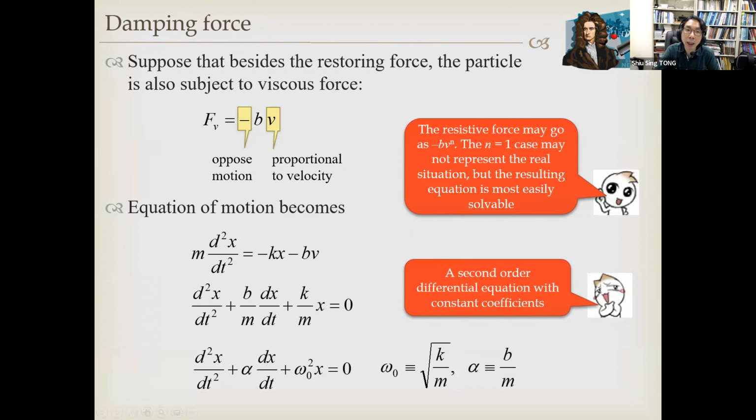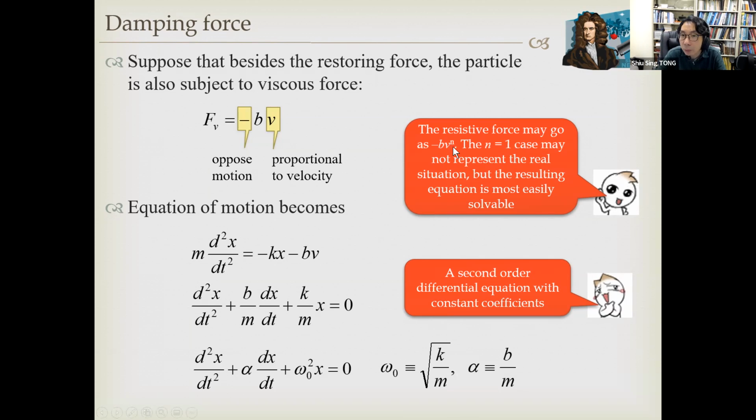We would like to model that with a simple relationship. We assume some kind of viscous force, such that the damping force is proportional to the velocity. The minus sign is here to indicate that the damping force is opposite to the motion, opposite to the direction of motion, opposite to the velocity. But the magnitude is proportional to v, and the proportionality constant is some constant b.